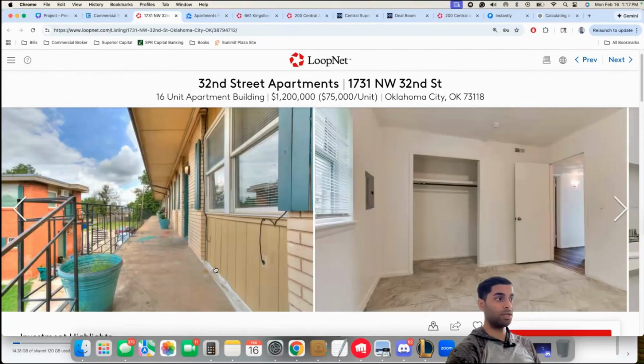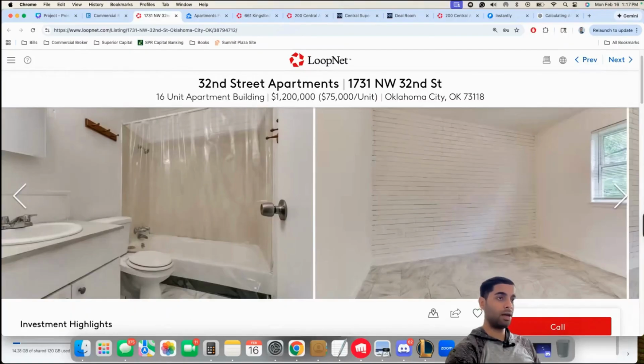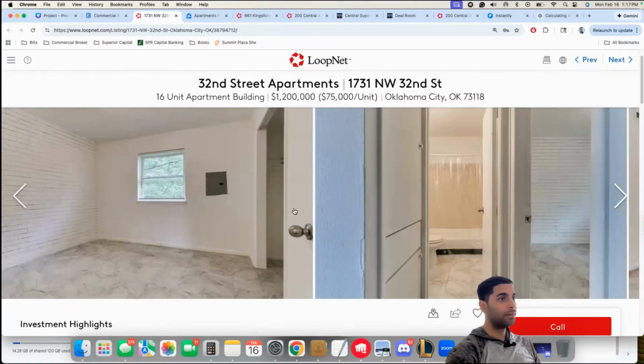You're going to have to spend some money on this, pressure wash this, probably paint the building. Some of these units might already be cleaned up. Some still need to be cleaned up. Not a fan of this exposed brick here. I'd probably drywall that.